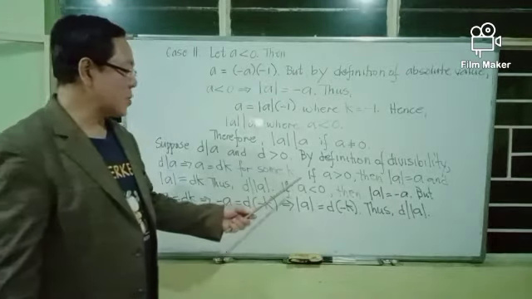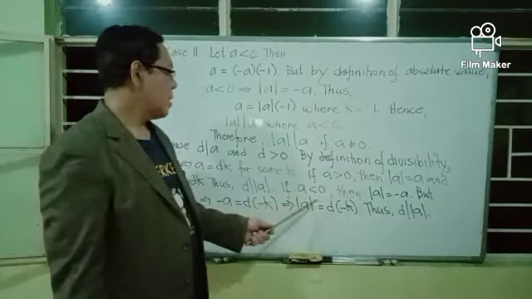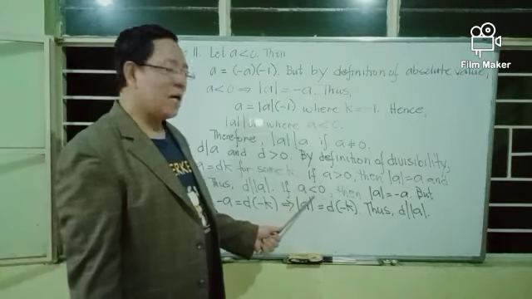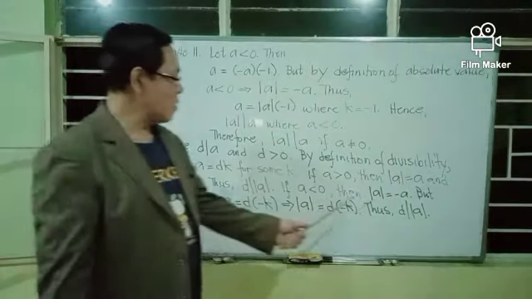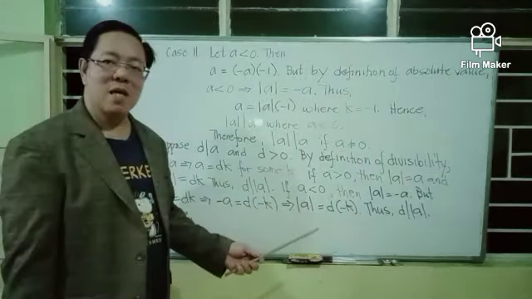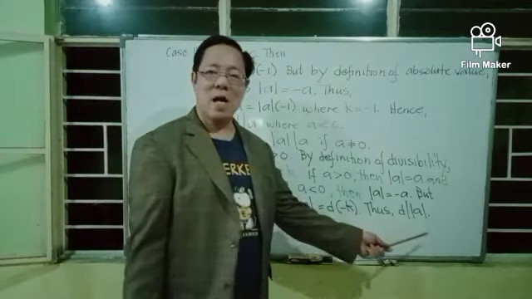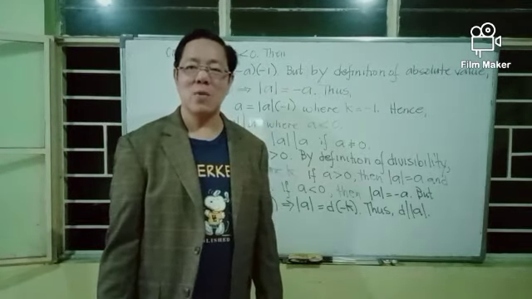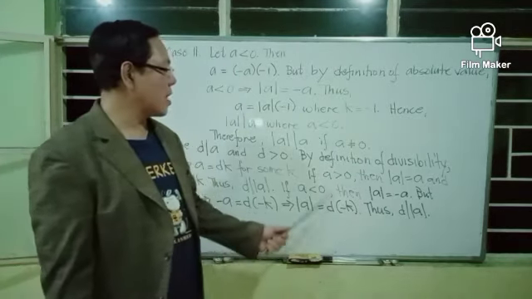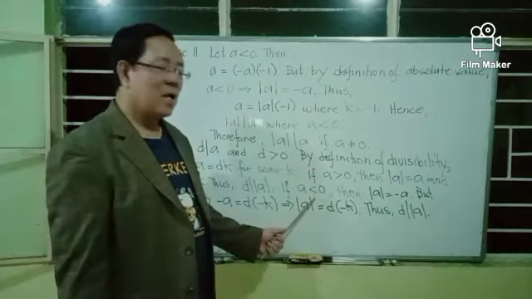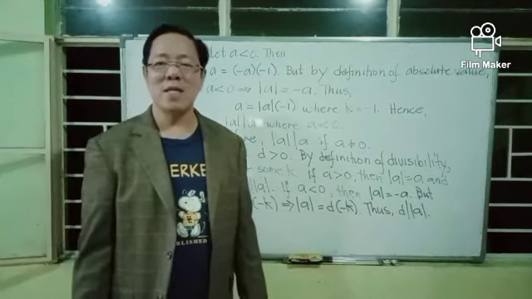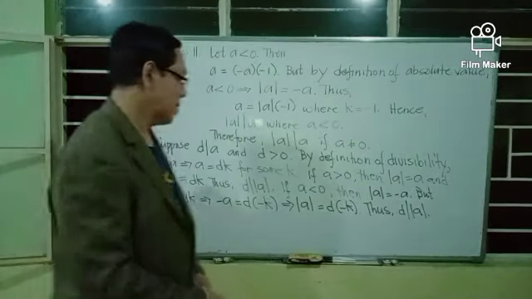Now, combining these two cases, A greater than 0, where we conclude that B divides A, and A less than 0, where we arrive at the conclusion that B also divides A. Combining these two, we simply say that B divides the absolute value of A if A is not equal to 0. A not equal to 0 means that either A is greater than 0 or A is less than 0. But in both cases, we have shown that B divides the absolute value of A.